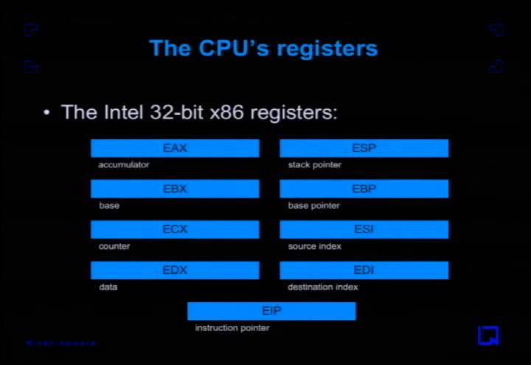Actually, if any of you like making cool t-shirts, I have a request. I just want a black t-shirt which says EIP is equal to 0x41414141. Count my first order in, $29, I'll pay for that. Okay.